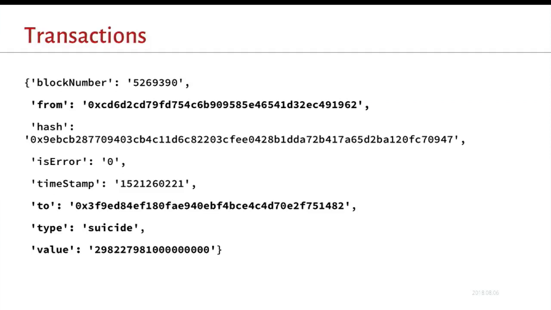We can see who it's from. This is the actual self-destruct part. Because it's saying it's from the contract to a different destination and it has a value. That's how much ether was sent.